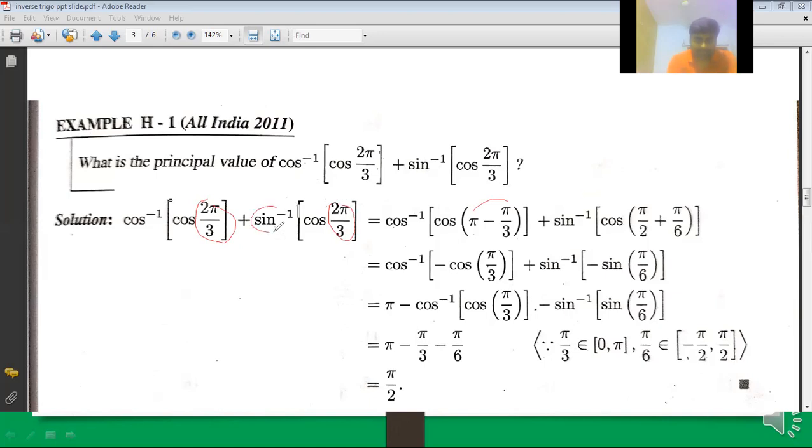Outside we have sine inverse. Inside also I need to have sine. Then only sine inverse, sine get cancelled. Anyway, first problem is clear.